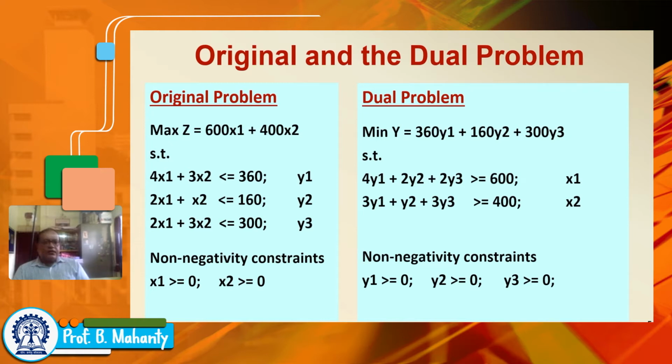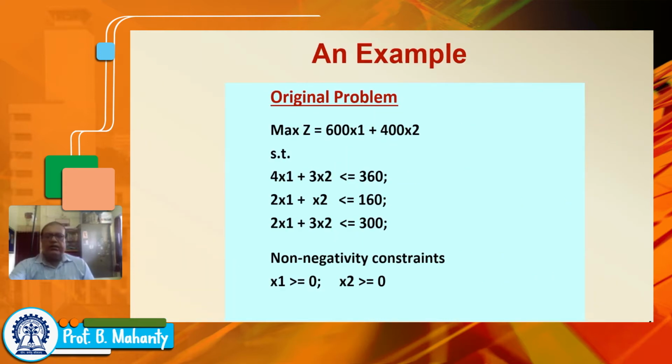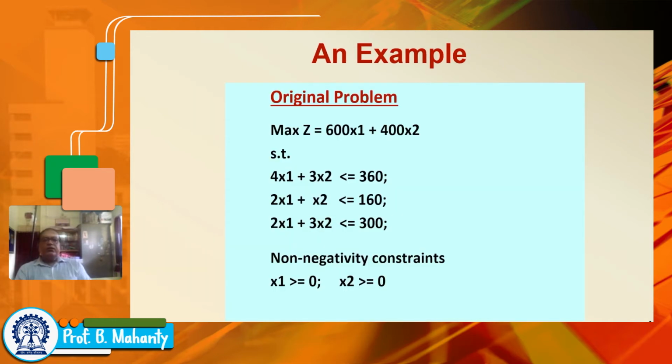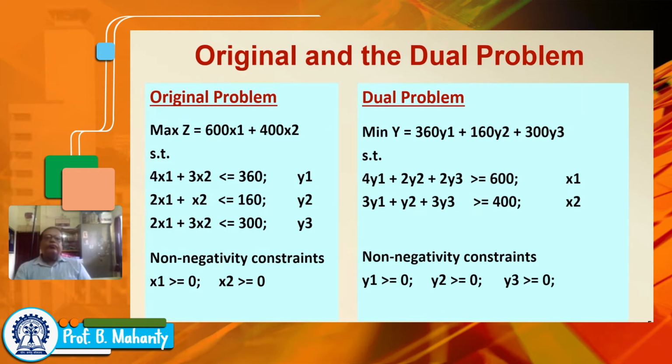And see how the coefficient matrix 4 3 2 1 2 3 is now written in the reverse order, the A transpose way. And so that is how it is in the previous form. It is written as YA because Y is a row vector, so A is on the other side.